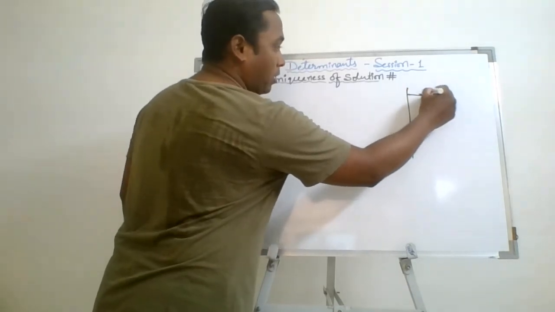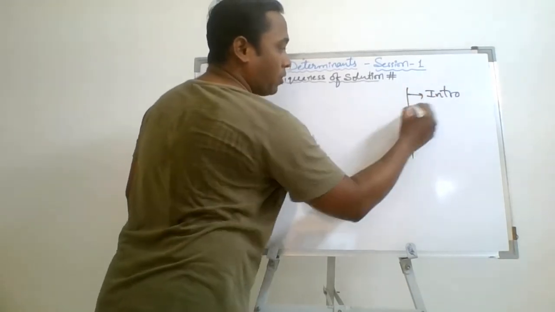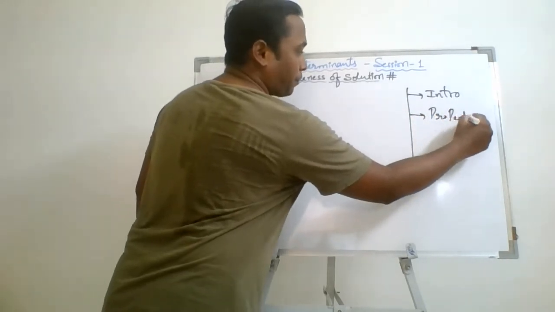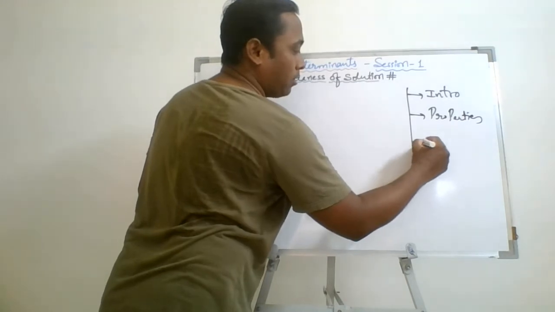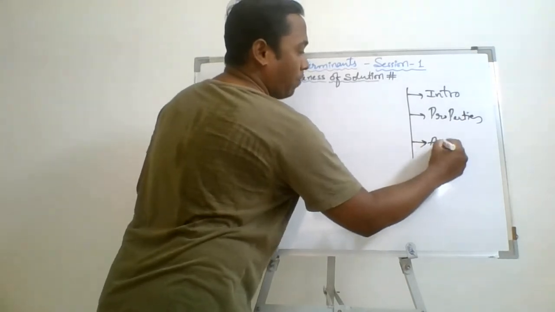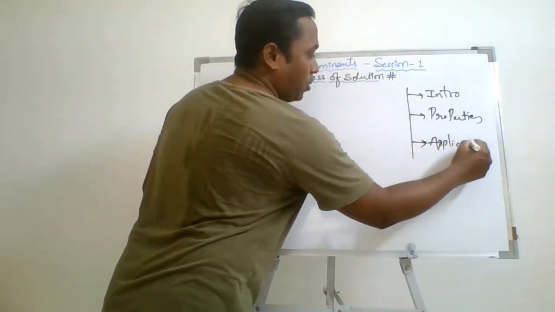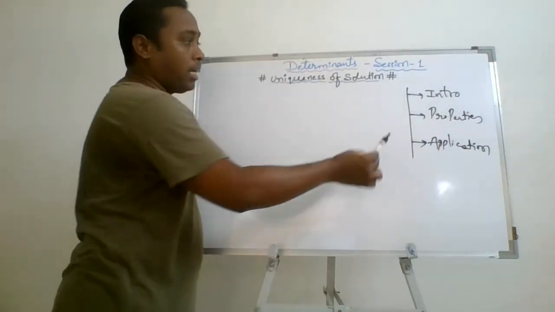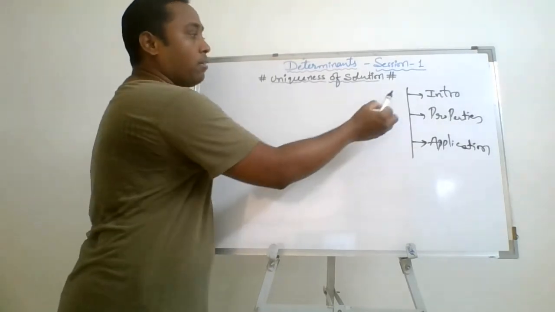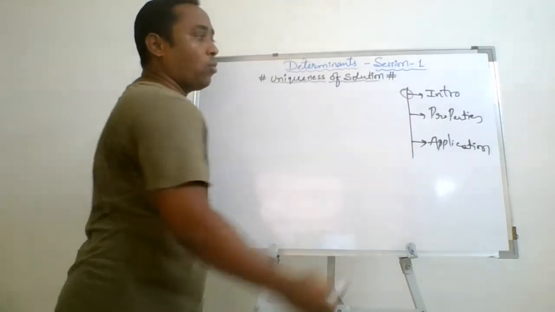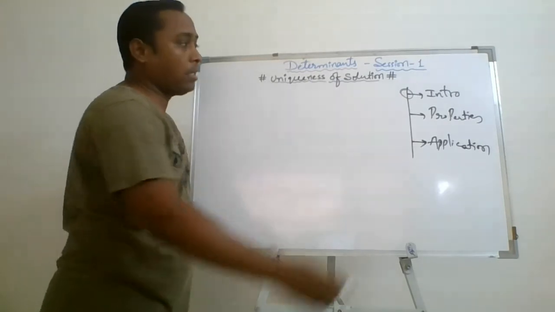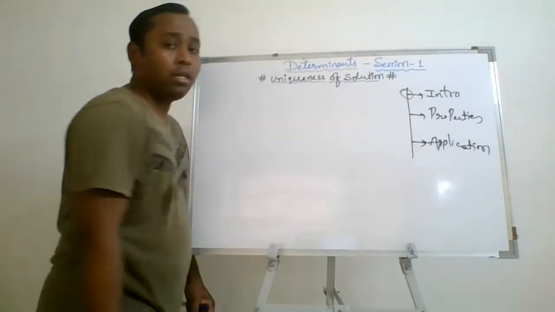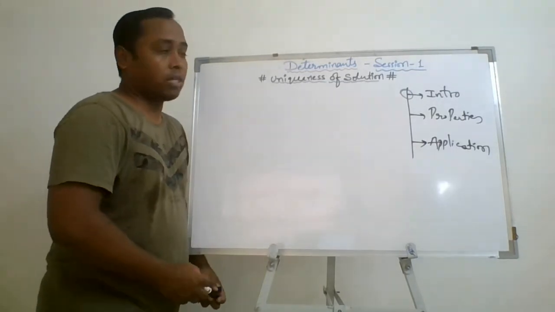One is the introductory topic which we are going to cover today, the second is properties of determinants, and the third is applications of determinants. See where we can use this determinant topic. So broadly, I can divide this entire chapter into three parts. Today in this session we are going to cover the introductory part, then in the next session we'll discuss the properties, and then we'll go for the application part. So this is our syllabus.